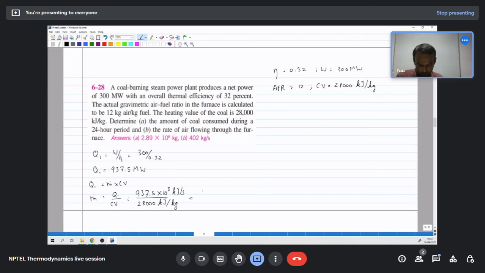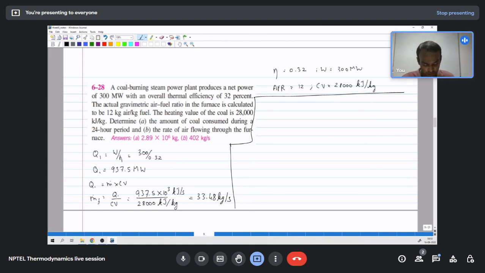So this is 33.48 kg per second. So this is the m dot of the fuel. Now we can calculate the amount of coal consumed during a 24-hour period.